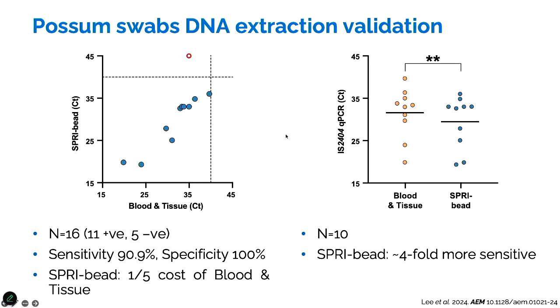So essentially, 1 out of the 11 total positive samples were missed by this method. This was a sample that had a relatively high CT, indicating lower DNA content, which had been stored for more than 300 days in just PBS frozen. So I think the odds were slightly against us for having good sensitivity for that particular sample. However, when we directly compare the CTs between the 2 methods, the spry bead method was calculated to be about 4-fold more sensitive, at only 1/5 the cost of the commercial kit.